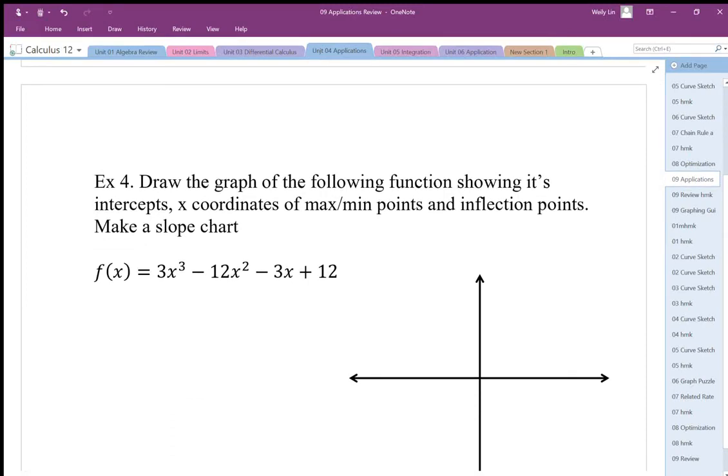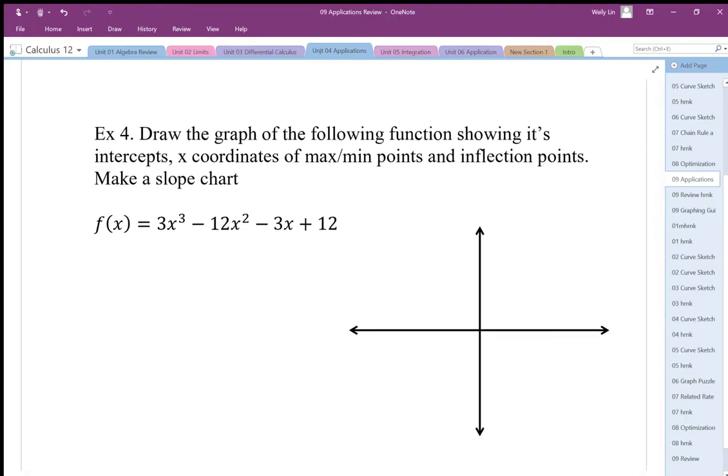So we need to draw the graph of this polynomial function. We should have an idea what it looks like, and we should be familiar with these polynomials. What we want to do is do all the parts that we did before in grade 12 math. So we want intercepts: the x-intercepts and y-intercepts.